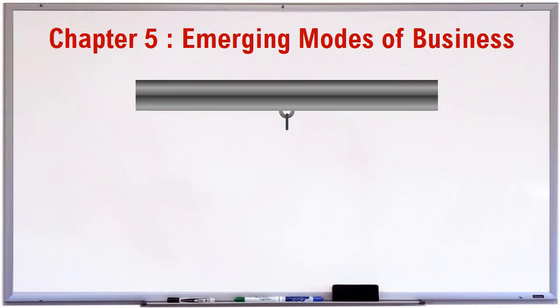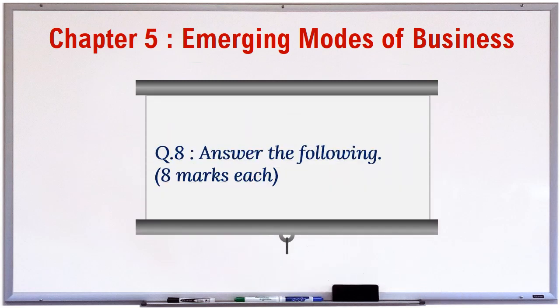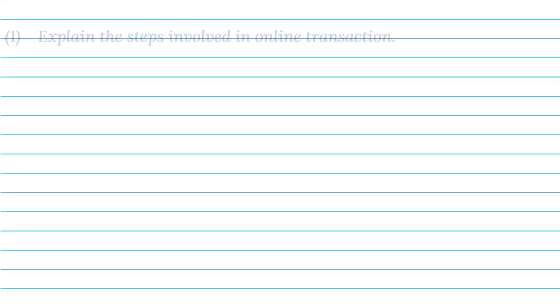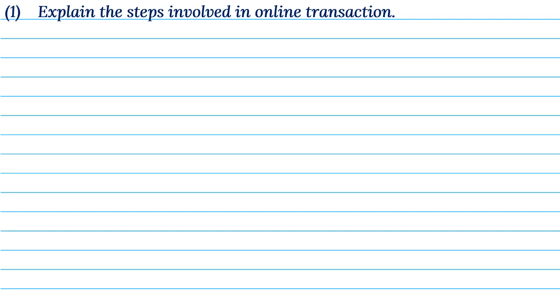Chapter 5. Emerging Modes of Business. Question 8. Answer the following. 8 marks each. 1. Explain the steps involved in online transaction.